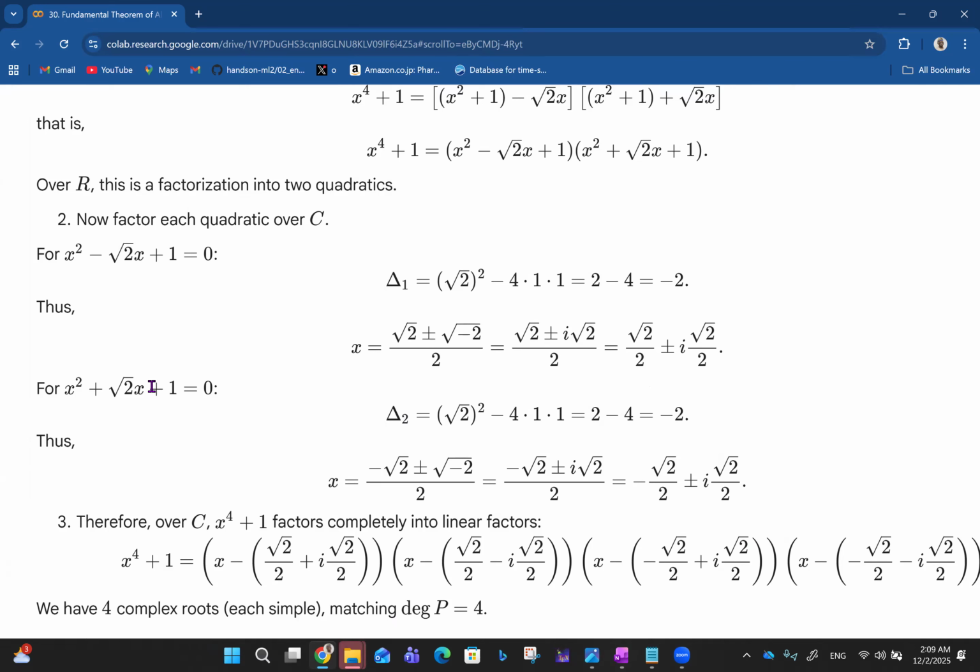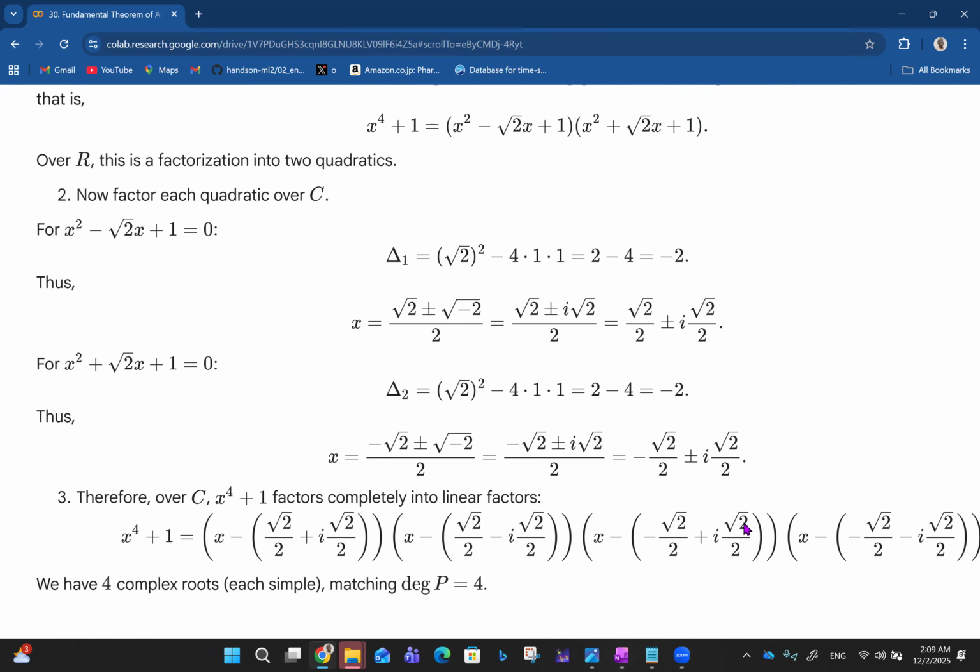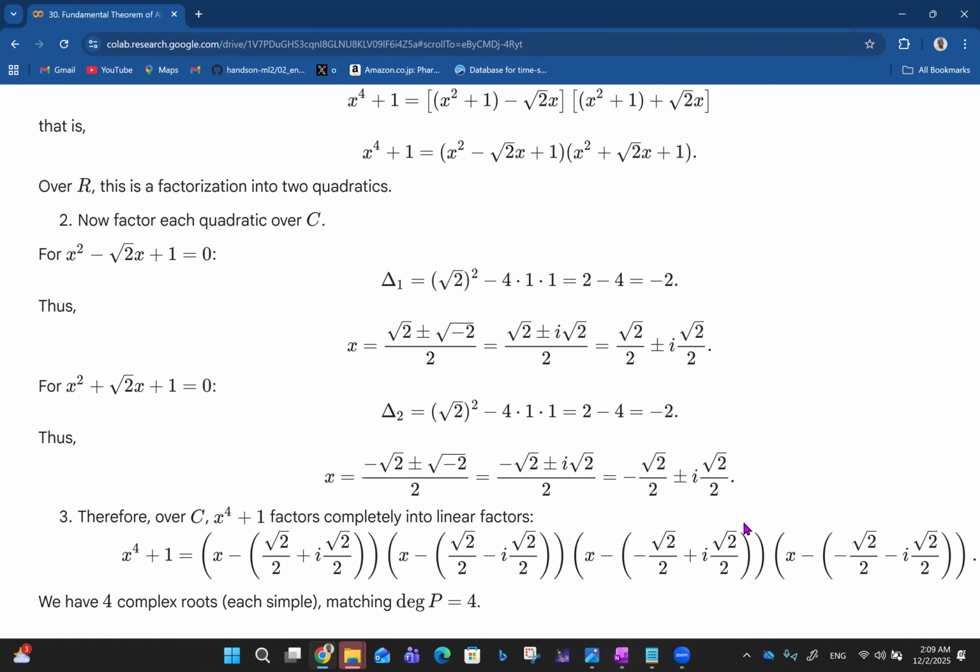So we have that. Then for x squared plus root 2x plus 1 equals 0, we have the discriminant again is another minus 2, and then again we have plus here. This is now minus root 2 over 2 plus or minus i root 2 over 2. Then we can factor all of that like we have. So we're expecting 4 results, right? So we now have, therefore, over C, x raised to power 4 plus 1 factors completely into linear factors. So it looks complicated, but it's straight to the point, right?